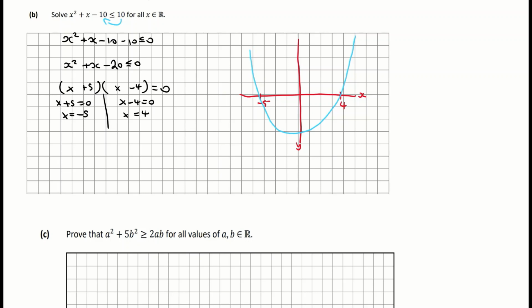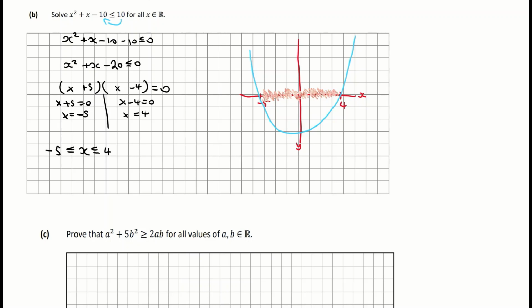That means I'm looking for the region below the x-axis. So I'm basically looking for this region here. And as an inequality, x in this portion will fall between positive 4 and negative 5. And the question is less than or equal to 0, so that's why I'm using the less than or equal to symbol. So from minus 5 to positive 4, all values of x elements of the real.